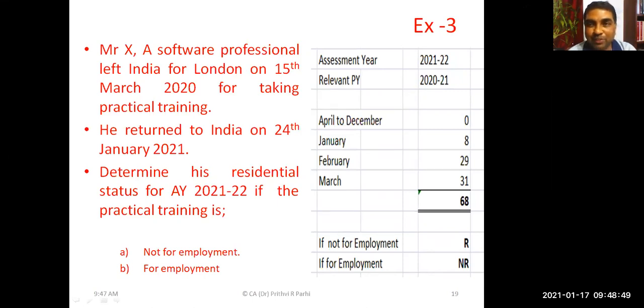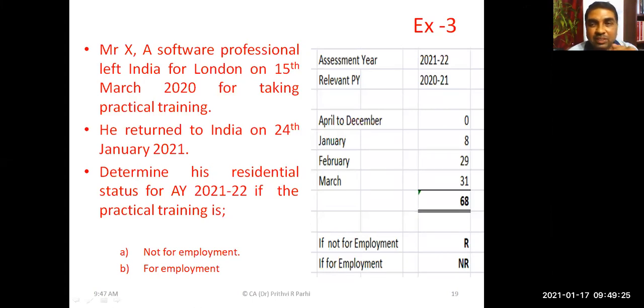The question is not clear whether it is for employment or not. Second, for employment. As you know, in case a citizen of India leaves India for the purpose of employment, then in the second condition, the 60 days shall be read as how many days? 182 days. On that basis, you have to arrive at the answer. You have to say, first, how many days he has stayed. He has stayed for 68 days. If you see, the calculations are big for you. Total.